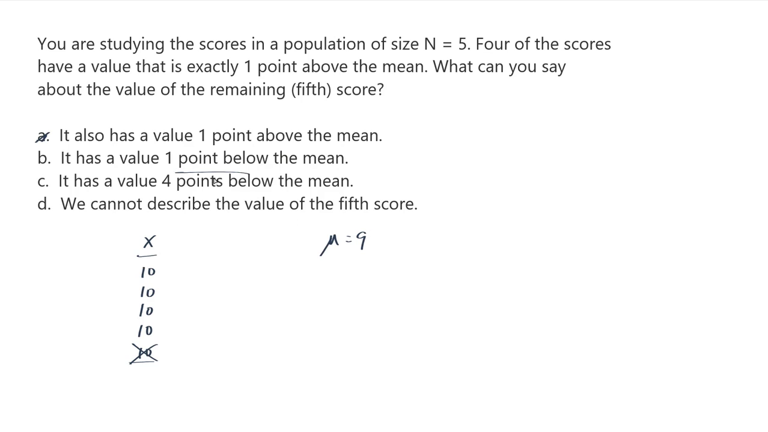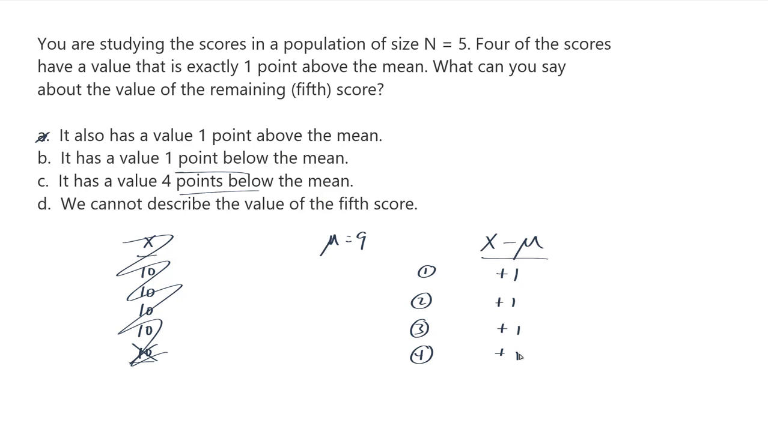So is it going to be 1 point below, or is it going to be 4 points below? Well, the mean can be thought of as being a balance point. So we don't know what our scores are at all, but what we do know is the difference between each score and the mean. For my first score, I know that I am above the mean by 1. My second score, I'm also above the mean by 1. My third score, I'm above the mean by 1. Same thing for the fourth. The mean balances out the scores that are above and below.